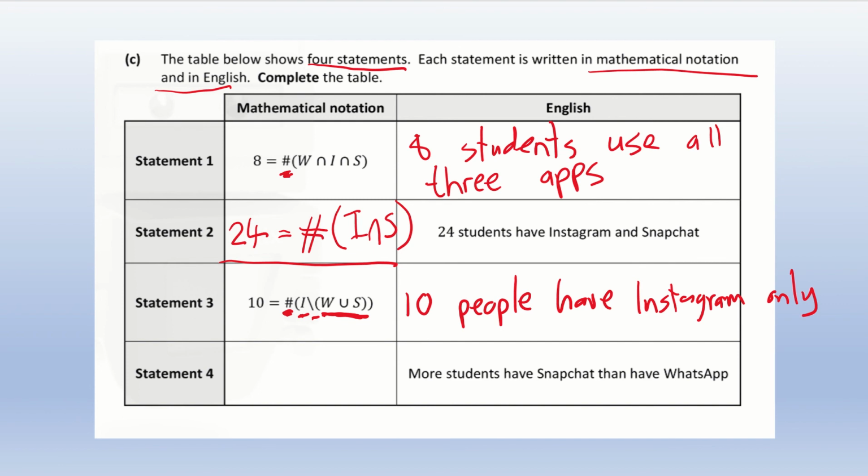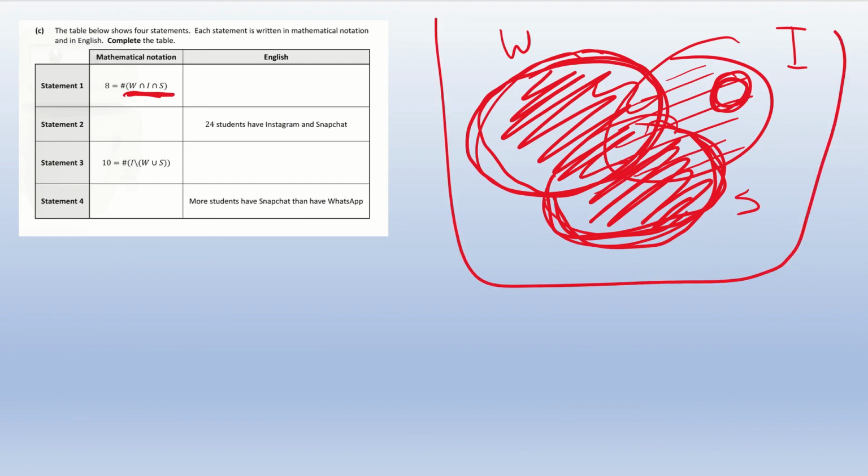You could say 10 people have Instagram and not WhatsApp or Snapchat, but this is the easiest way of writing that out. Just in regards to those three questions, just before I get on to statement number 4, you'll notice that I'm always using rough work here to scribble out a picture of what the question actually looks like. And I would highly recommend that, especially with Venn diagram questions, because often it can be difficult to visualize.